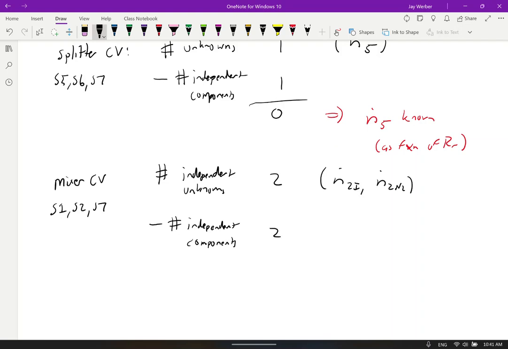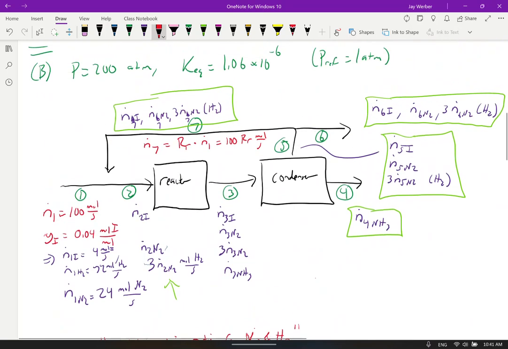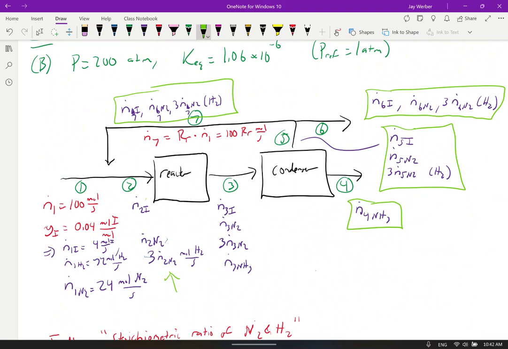I think it's just 2 again, right? So here we have I and N2. So this is 0. So now we have stream 2 is known. And again, this is as a function of the recycle ratio. So we're doing very much a workaround here. But these are all solved for now.